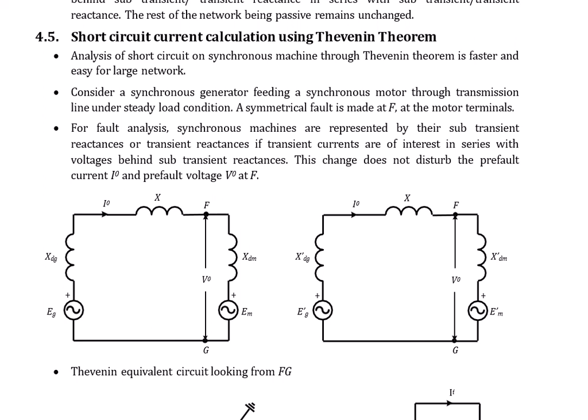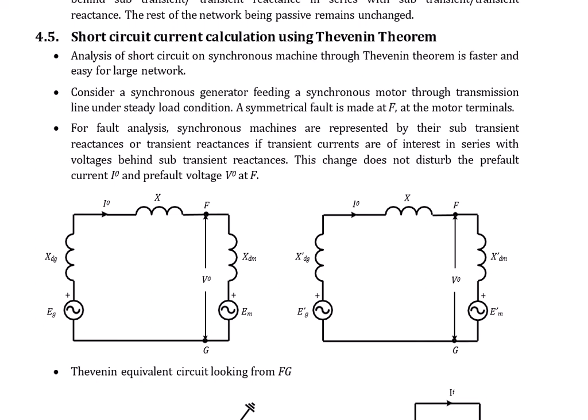Okay, so consider a synchronous generator feeding a synchronous motor through a transmission line under steady state load condition. A symmetrical fault is made at point F at the motor terminals. For the fault analysis, synchronous machines are represented by their subtransient reactances, or transient reactances if the transient currents are of interest, in series with the voltage behind the subtransient reactances. This does not disturb the pre-fault current I naught and pre-fault voltage V0 at F.